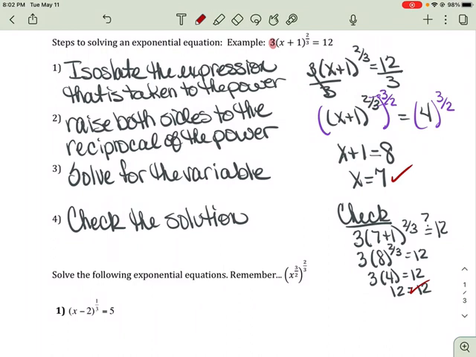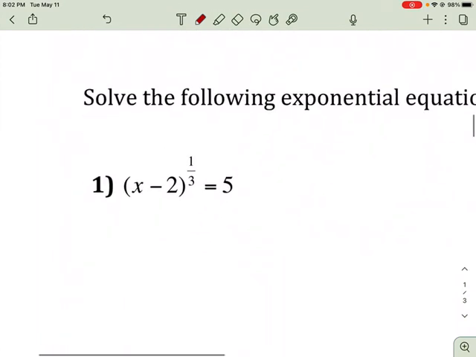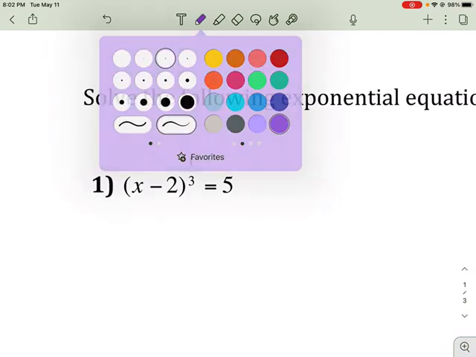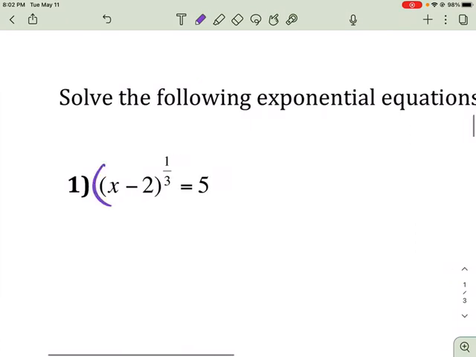So let's try a couple of these. Here's my little reminder: 3/2 is the reciprocal of 2/3. Here we have 1/3. There's nothing added, subtracted, multiplied or divided with the expression that I'm raising to the power, so we're just going to start with raising to a power. What's the reciprocal of 1/3? Well, that's 3.